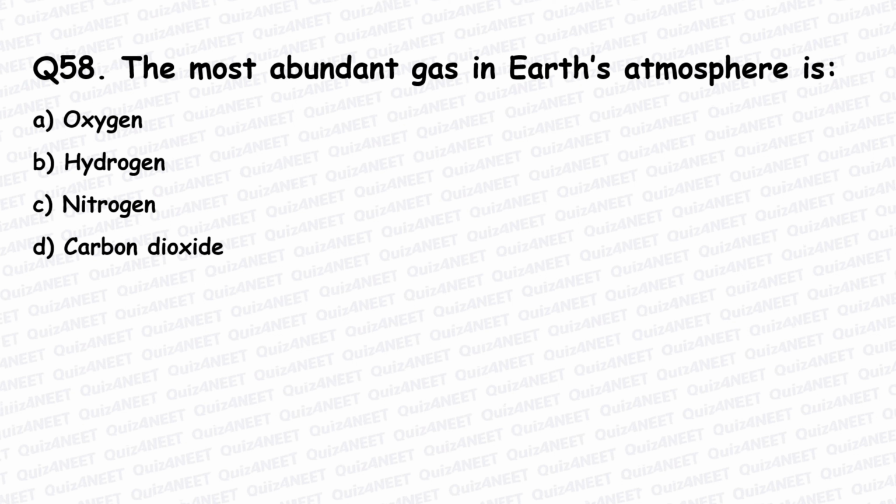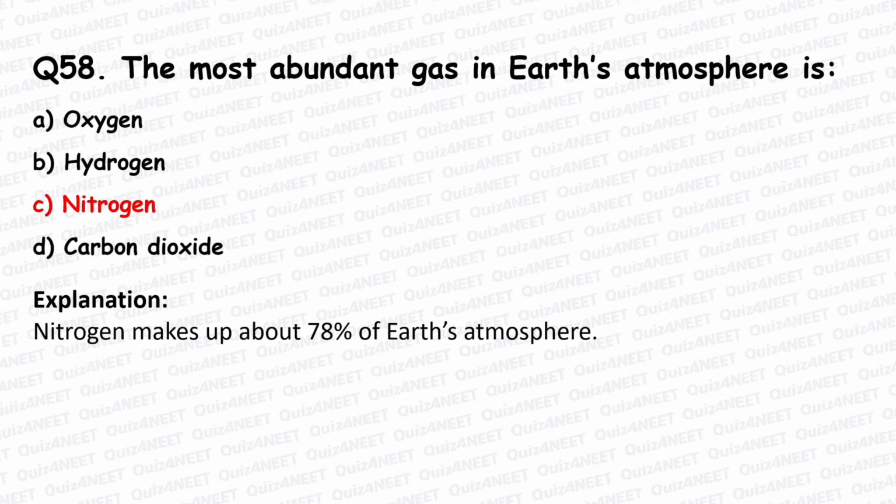Q58. The most abundant gas in Earth's atmosphere is A. Oxygen, B. Hydrogen, C. Nitrogen, D. Carbon dioxide. Answer C. Nitrogen. Explanation. Nitrogen makes up about 78% of Earth's atmosphere.